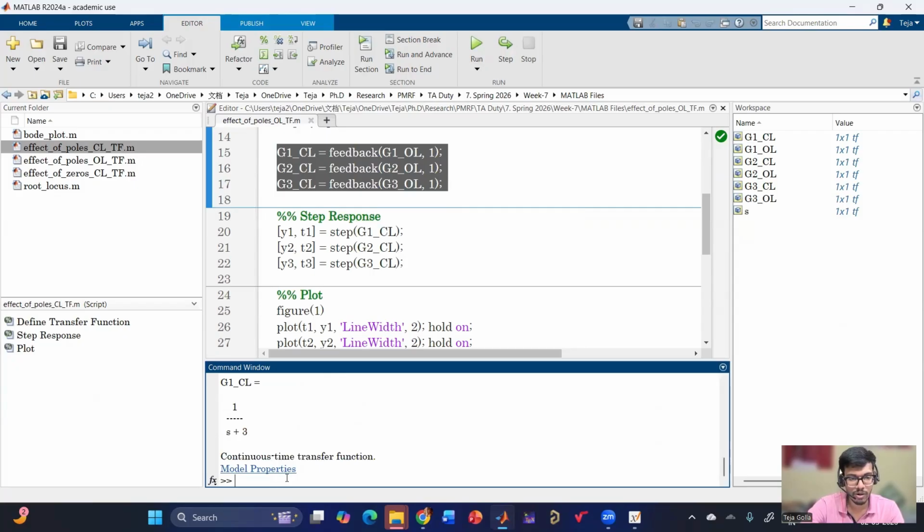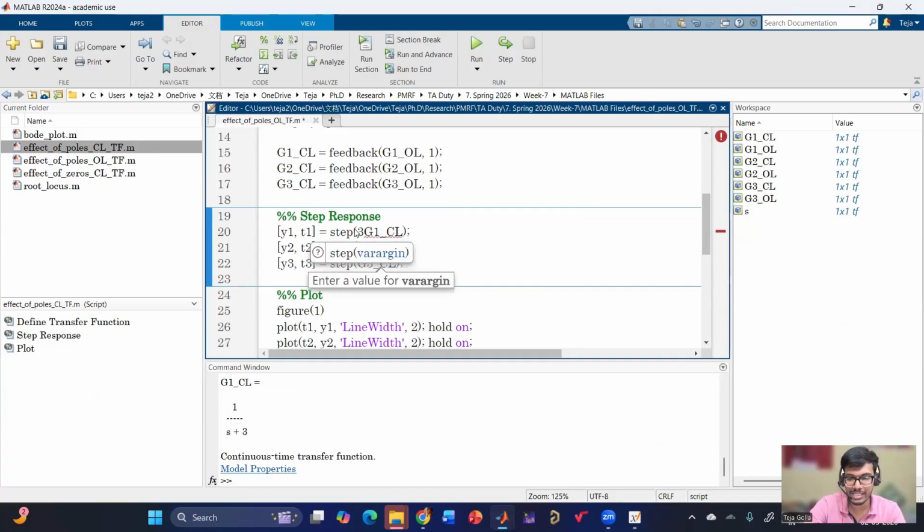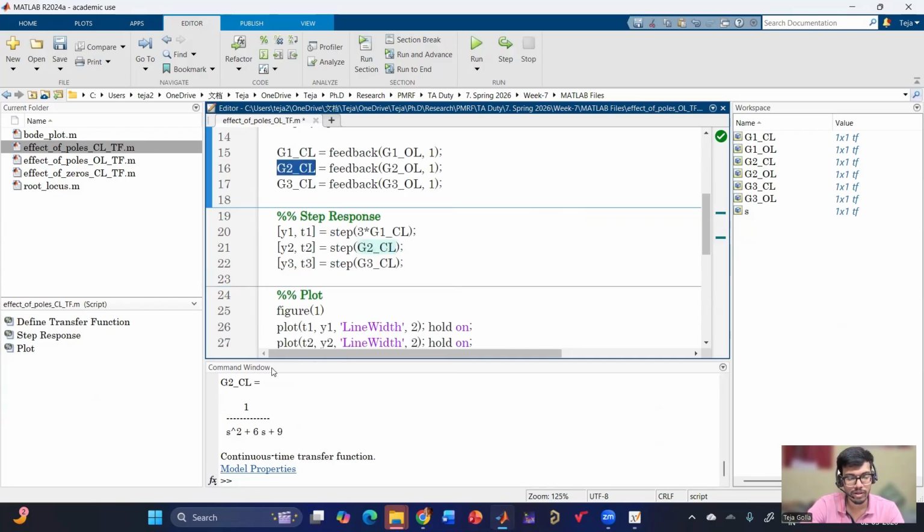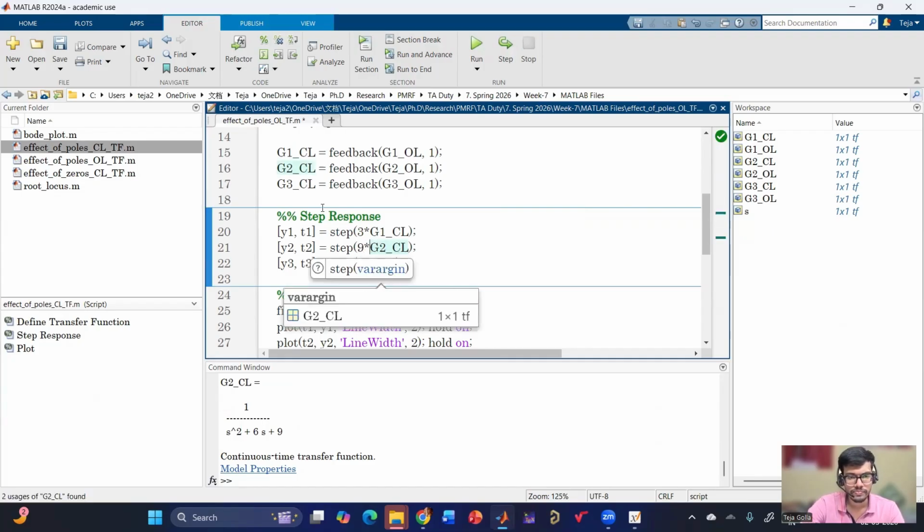So if I calculate G1 closed loop, it is having 1 by S plus 3. So I have to multiply by 3 to make the DC gain 1. So this is just to adjust the DC gain so that the transfer function will settle at 1. So this has a DC gain of 9. DC gain means S equals to 0. So I'll multiply by 9 to basically make sure everything settles at 1.